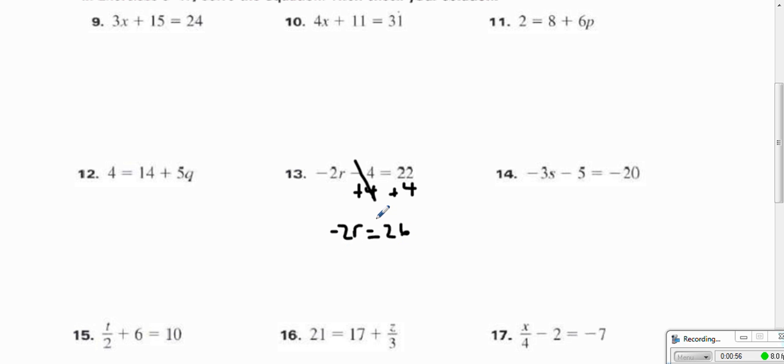And what you have to do is inverse operations again. This is multiplication, negative 2 times r. The opposite of multiplication, the inverse operation, is division. You always divide by the number that is next to the variable. And the number next to the variable is negative 2. So you do that on the same side. The negative 2's cancel out because negative 2 divided by negative 2 is 1. And r comes down alone. That's what you wanted. And 26 divided by negative 2 is negative 13. And that's your answer.